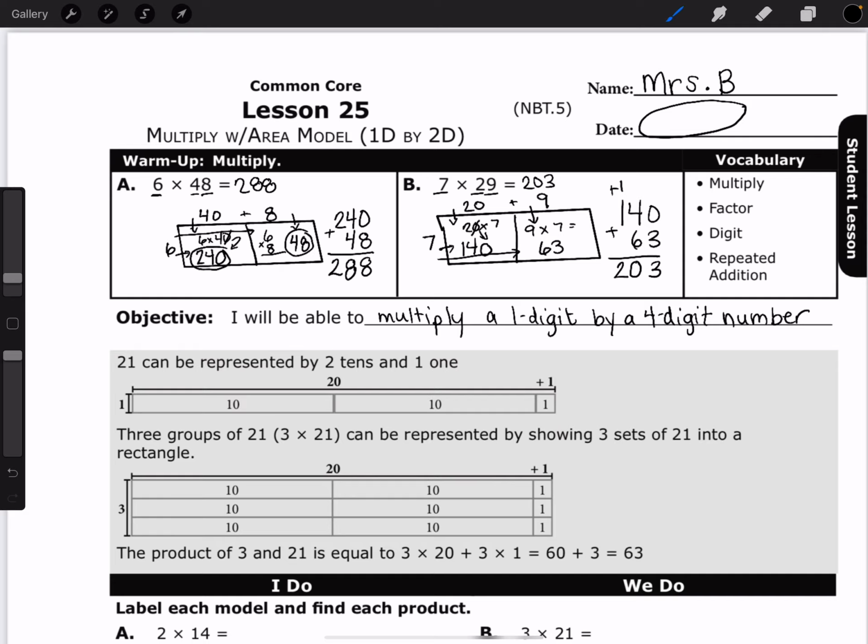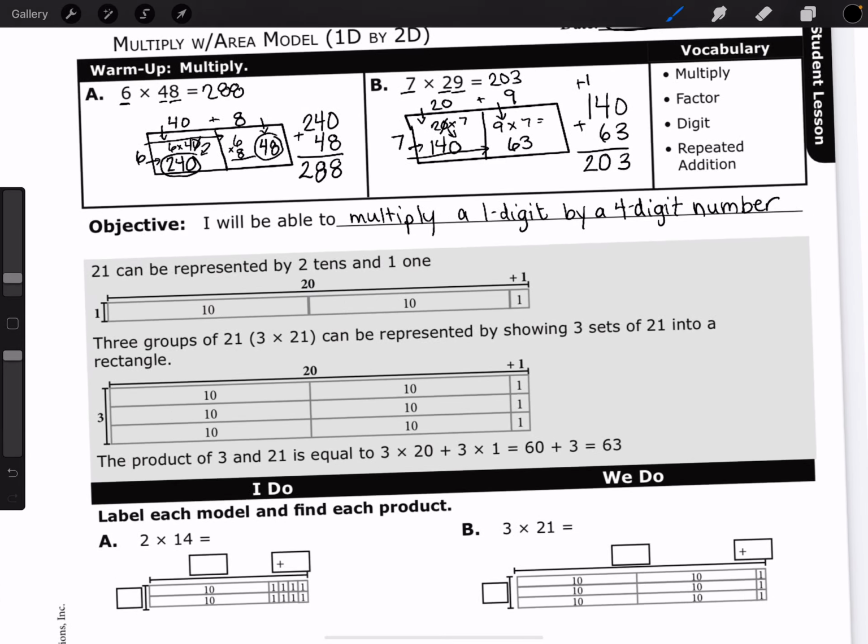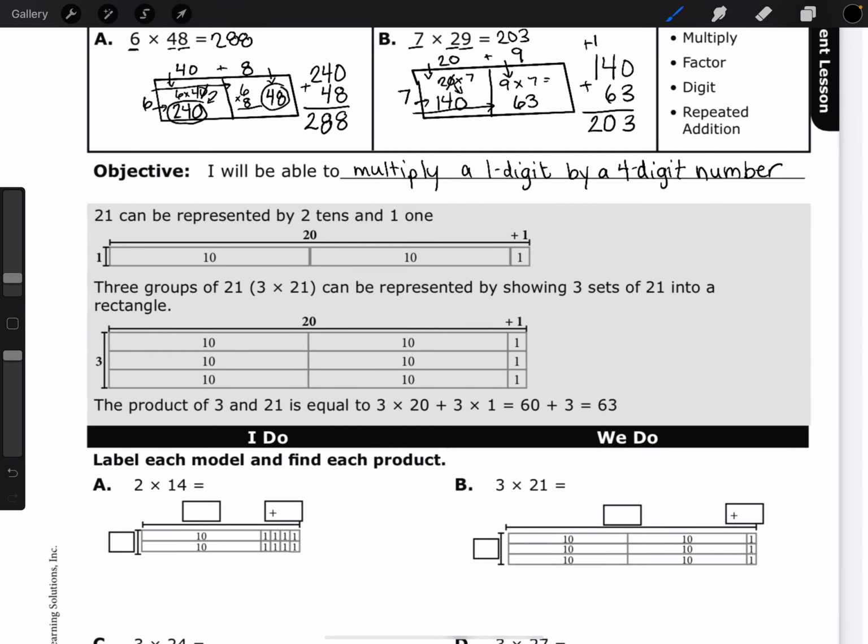Okay, so now we're going to go down and we're going to look at what we have. 21 can be represented by 2 10s and 1 1. So if we look at this area model, we have a 20 and a 1 and then a 1. So if we do 1 times 20, that would equal both of the 10s, which would be 20. And then a 1 times a 1 would only be a 1.